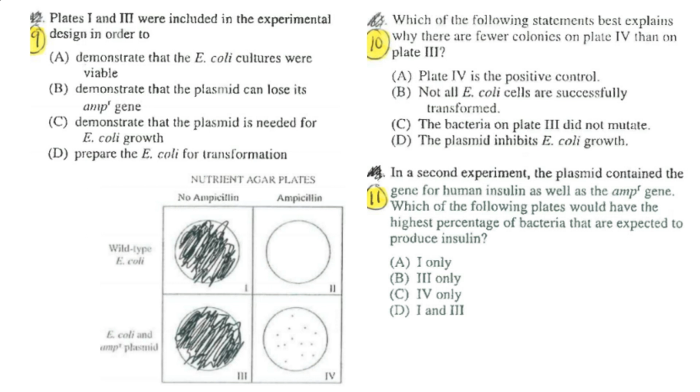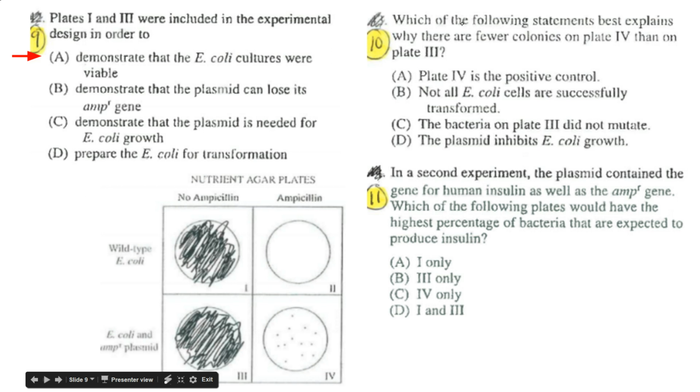All right, moving along. Plates 1 and 2 were included in the experimental design in order to... Why in the world did they even do this with wild type E. coli? What is the purpose of doing that? The correct answer is to make sure the E. coli cultures are viable.